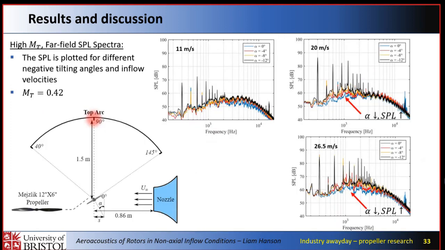So now moving on to the reverse non-axial inflow conditions, so negative tilting, a bit more of an extreme case, but quite interesting. So we've got the far field sound pressure levels here, 11 meters per second in the top left, and then increasing inflow velocity up to 26.5. From here, I've got edgewise flight and negative tilting of negative 12 degrees. In the 11 meter per second case, there is a noise increase with negative tilting, but it's not too substantial.